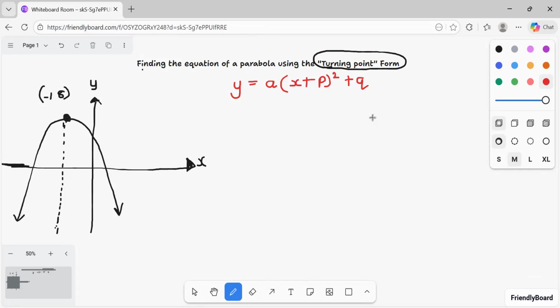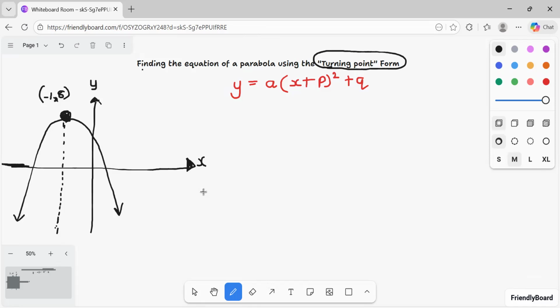So if you look at this diagram, you can actually see that they gave us the turning point, which is -1 and 8. This is the point where the parabola turned, so we call it the turning point. All right. So the turning point is -1 and 8. I think that one is clear.